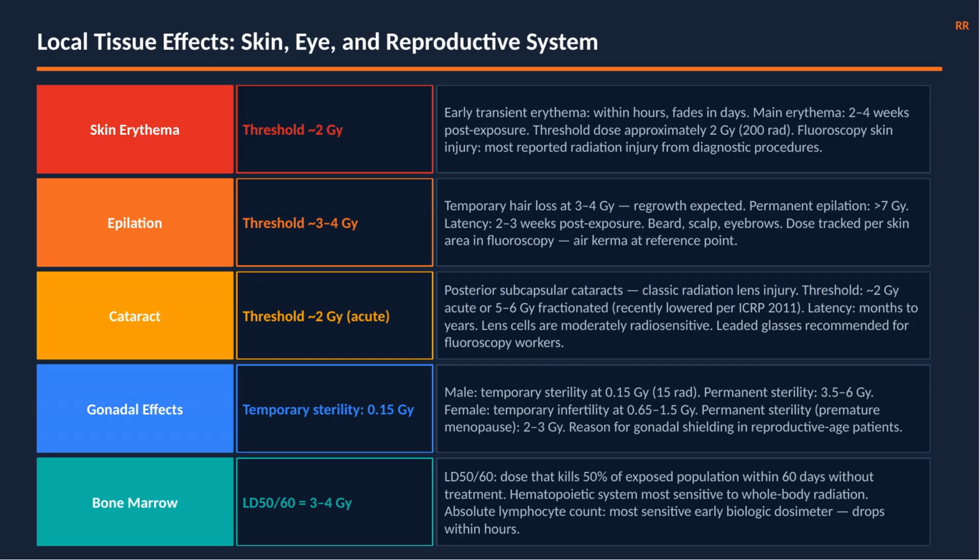Epilation, hair loss. Temporary epilation, 3 to 4 gray. Regrowth is expected. Permanent epilation, greater than 7 gray. Latency, 2 to 3 weeks post-exposure.